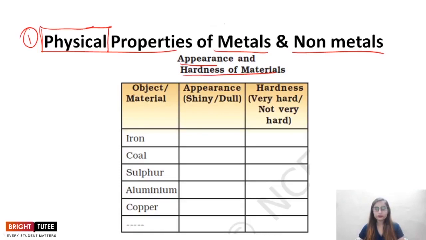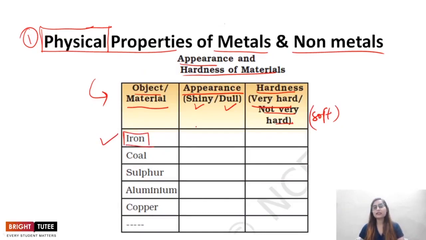So, first of all, there is a table in front of you. Here we have a list of object or material. Then their appearance. There are two kinds of appearances, shiny and dull. And then the third one is hardness, regarding whether any substance is very hard, or not very hard, or if it is soft. So let us start with the first example, that is iron.